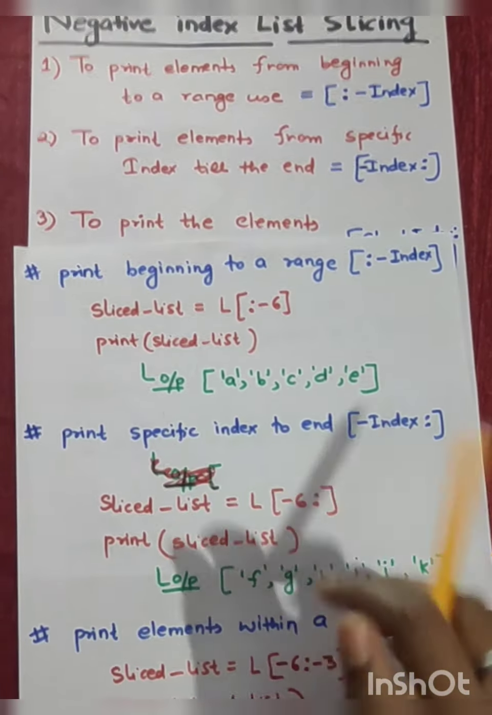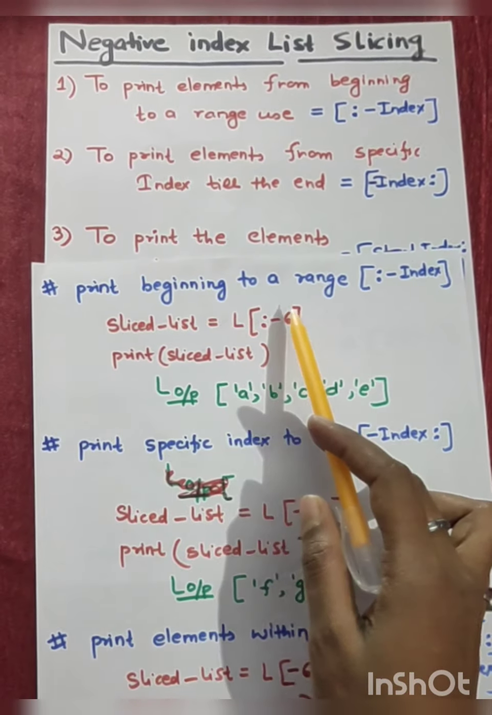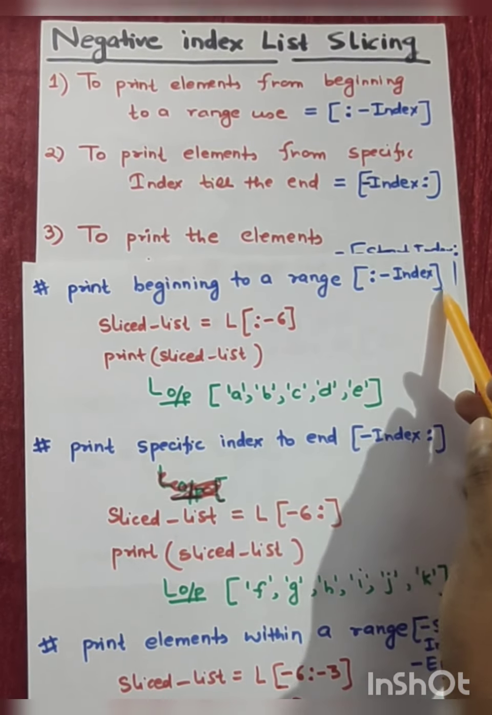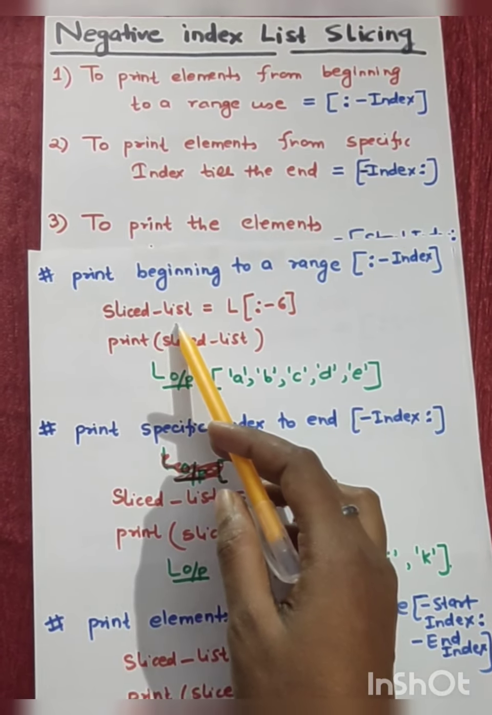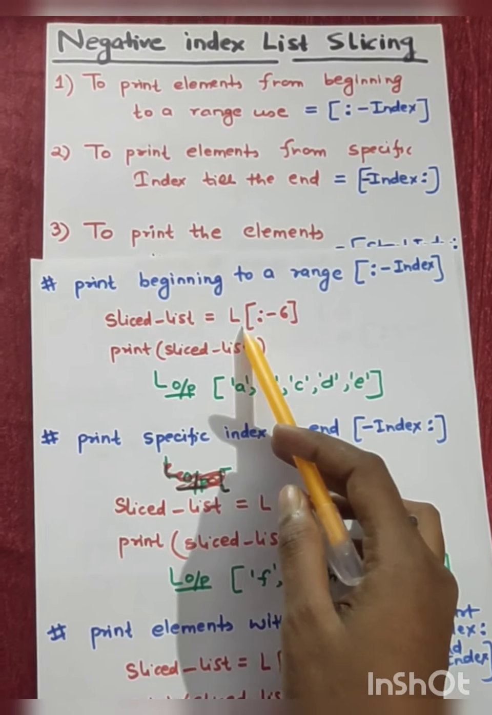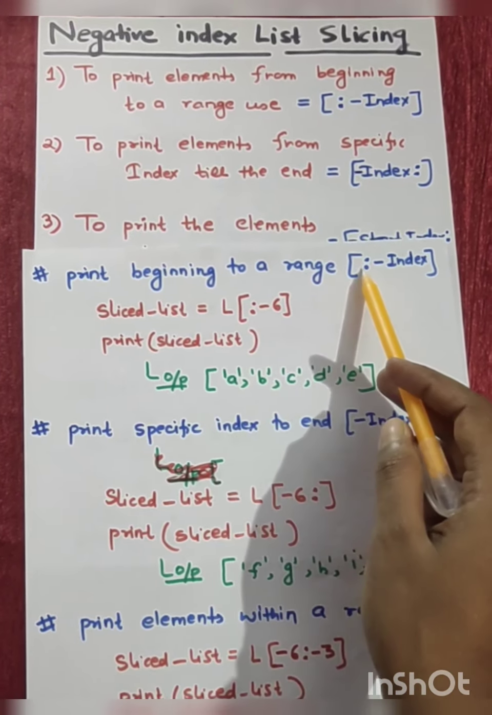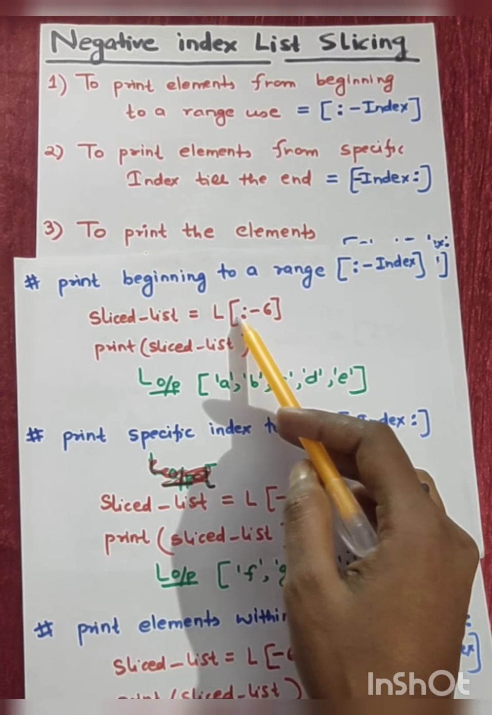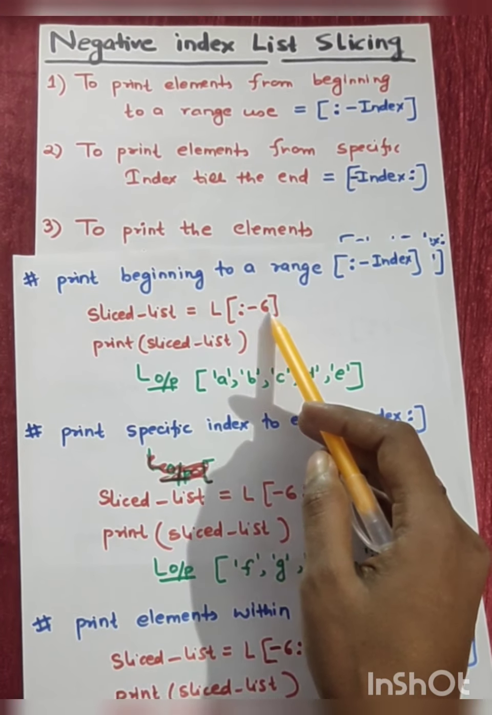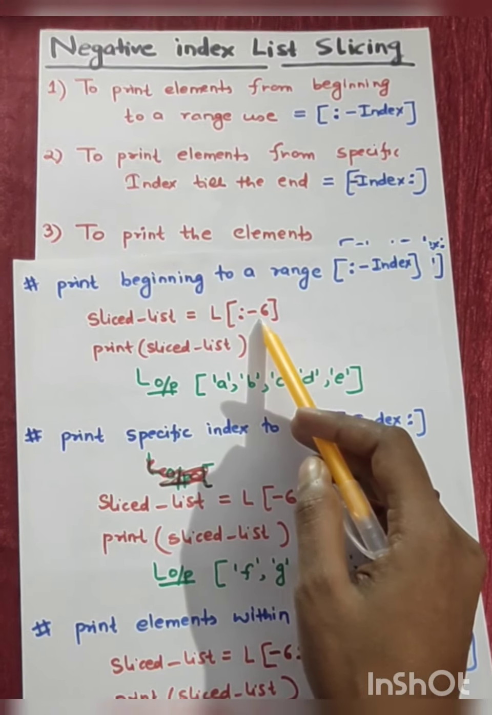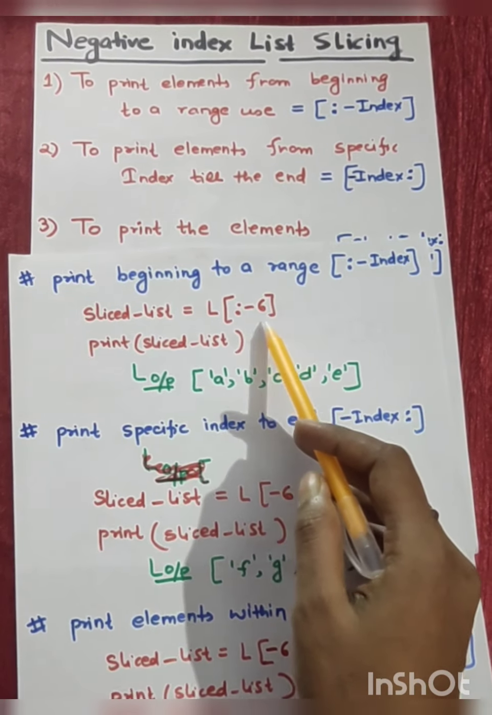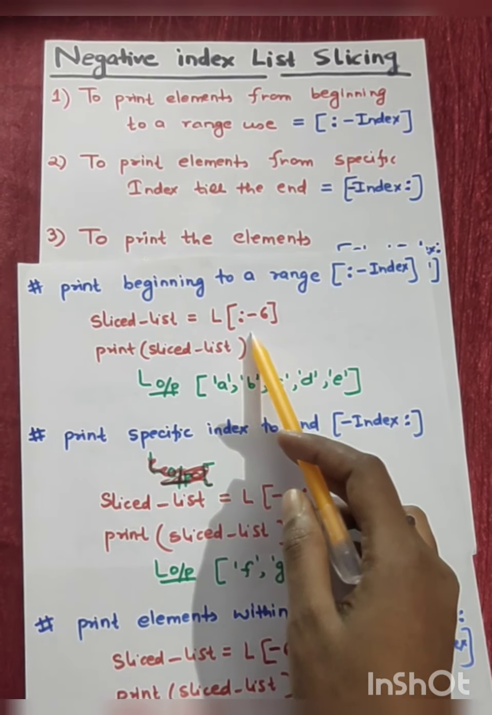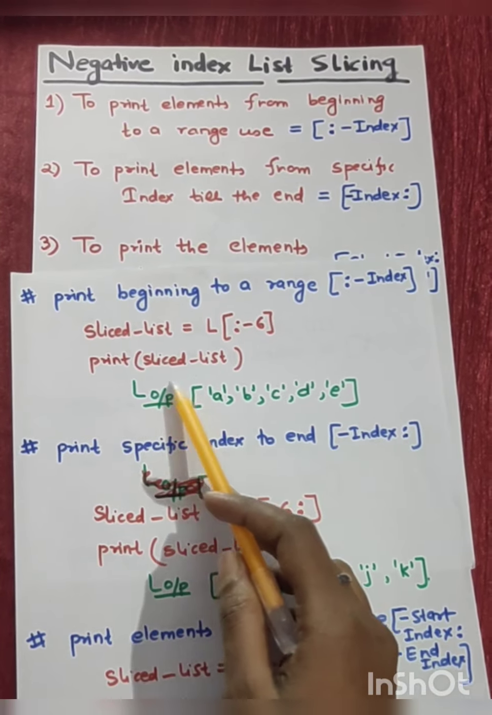So the first one is, if you want to print the elements from the beginning to a range, then colon minus index. I am assigning this to slice list, and here what I have to do is colon, where colon means the beginning, before that 0 is there. So colon minus 6 means from the starting up to whichever index you want, that I have taken. So colon minus 6, and I am printing that slice list.